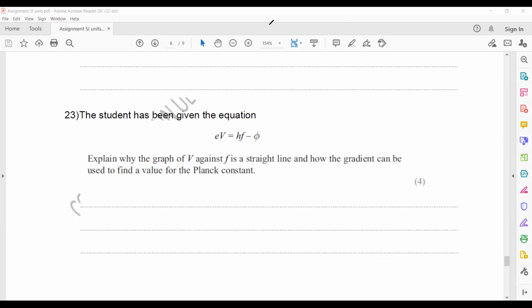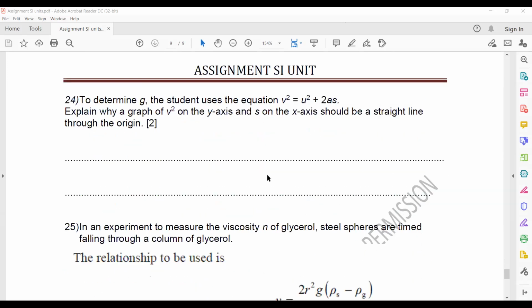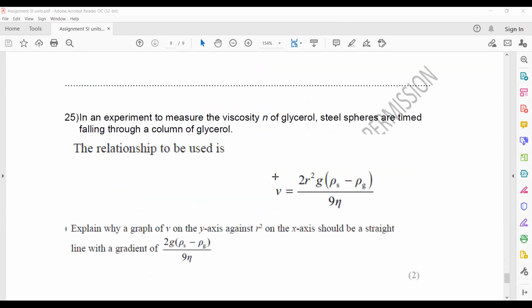This is related to the Einstein equation that you will study in unit 2, the last part of unit 2.